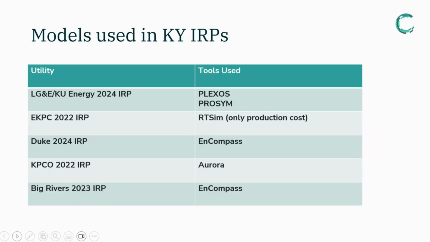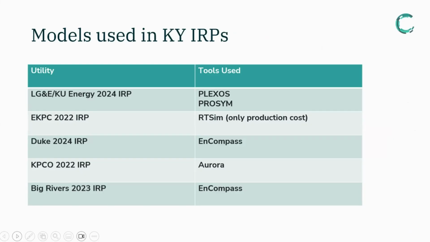And I can keep these short. So Kentucky's investor-owned utilities include Kentucky Power, LG&E, KU, Duke Energy, and there are also a lot of cooperatives operating in the state, with East Kentucky Power Cooperative comprising 16 cooperatives, and finally, Big Rivers Electric Corporation.